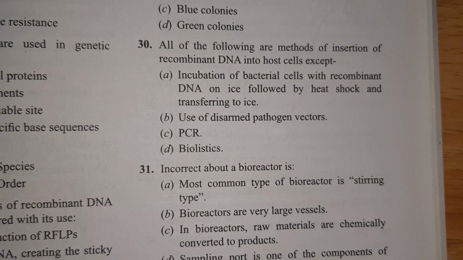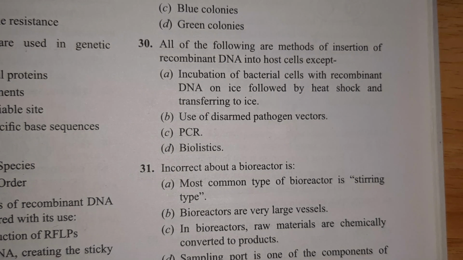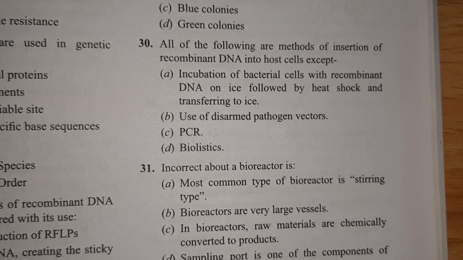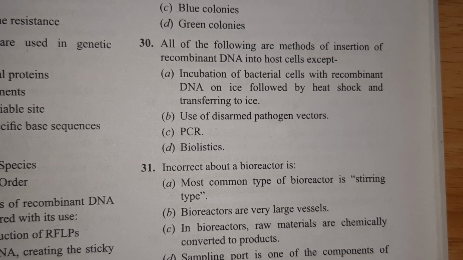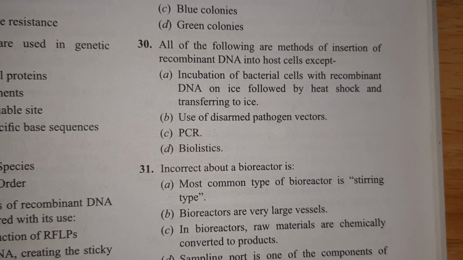Next question. All of the following are methods of insertion of recombinant DNA into host cell except A. Incubation of bacterial cells with recombinant DNA on ice, followed by heat shock and transferring to ice. B. Use of disarmed pathogen vectors. C. PCR. D. Biolistics.